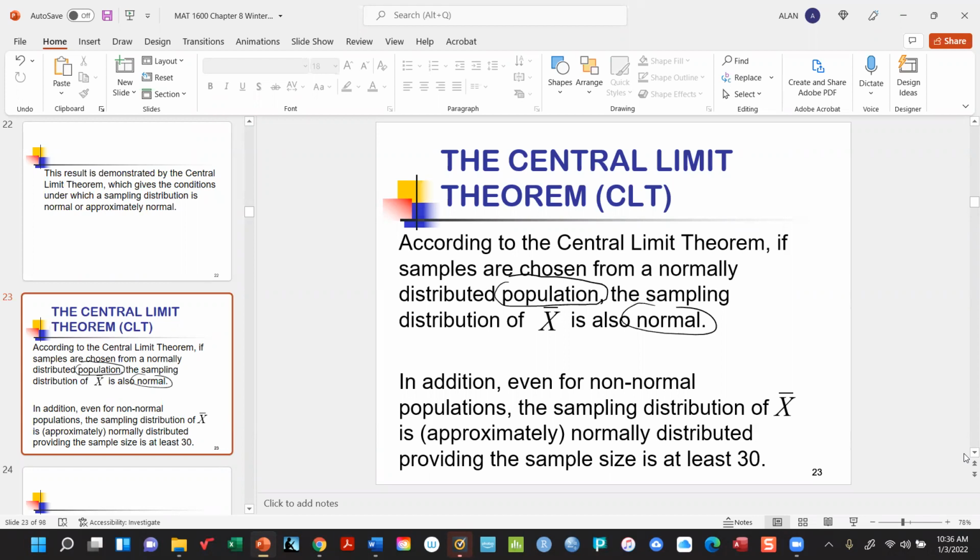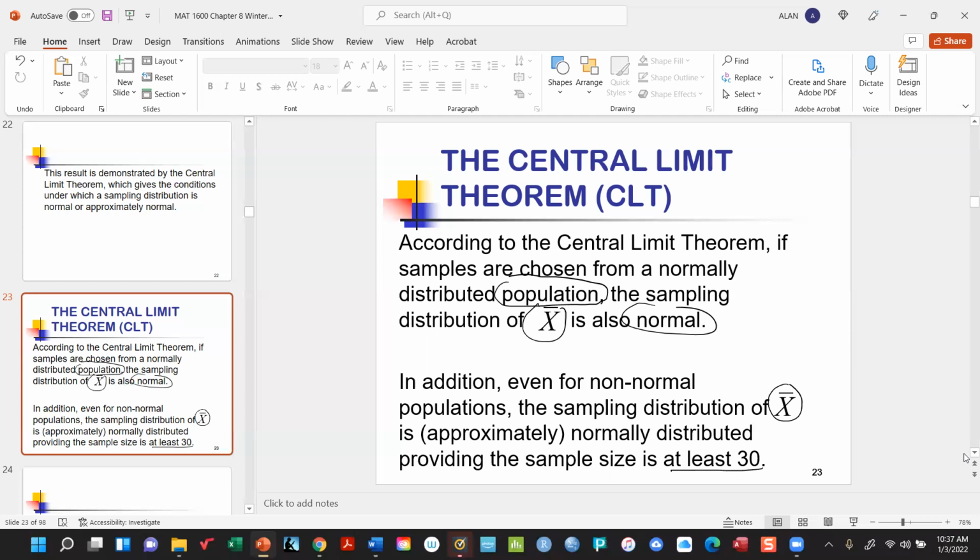But if the population either is not normal or is not known to be normal, in other words, we don't necessarily know what the population is. If we know for a fact that it's not normal, or if we're not sure, we don't have to worry about it, because as long as the sample size is at least 30, we can treat X bar as being normal. So really the only time you can't treat X bar as normal is if we don't know whether the population is normal or it's definitely not normal, and the sample size is very small, meaning less than 30.